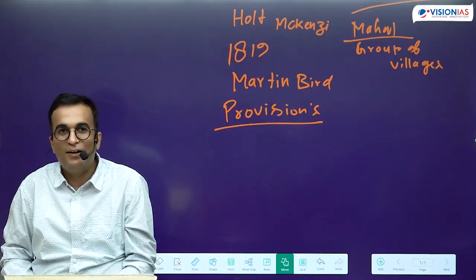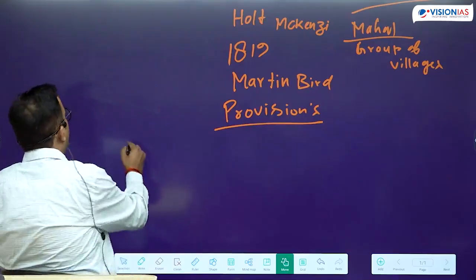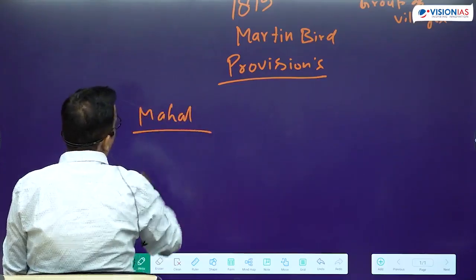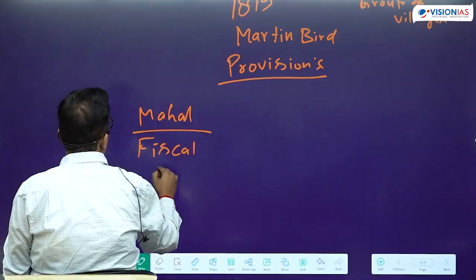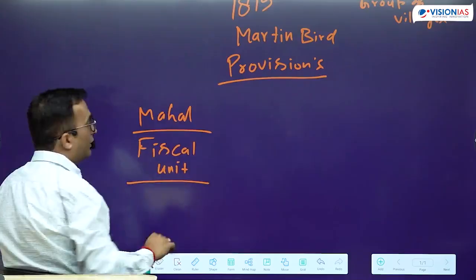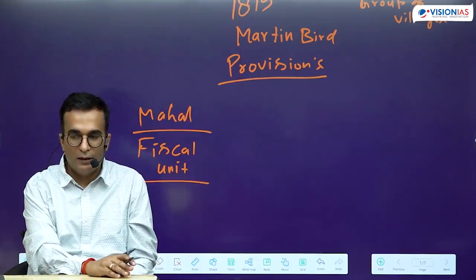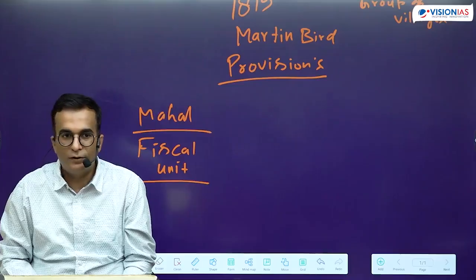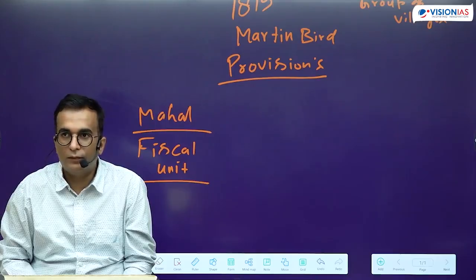Then mention, for the collection of revenue, Mahal was chosen as the fiscal unit. Full stop. Mahal was a group of villages. Done. Next point.